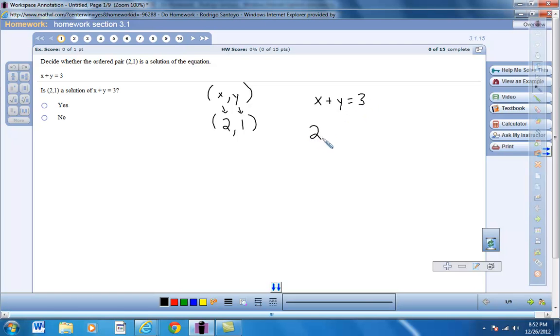So let's see what happens. It tells us x is 2 and y is 1. The question is, is this true? And we see that it is. We see that the left equals the right. So for this, we would say yes. Now, if we would have gotten something where this was like a 4 and this was a 3, then it would be no.